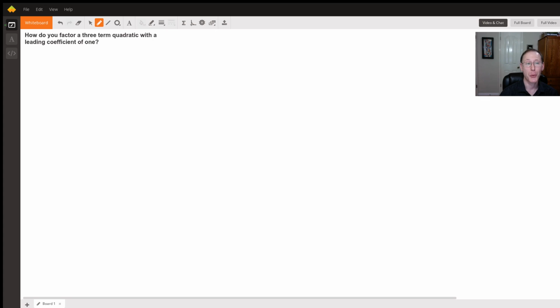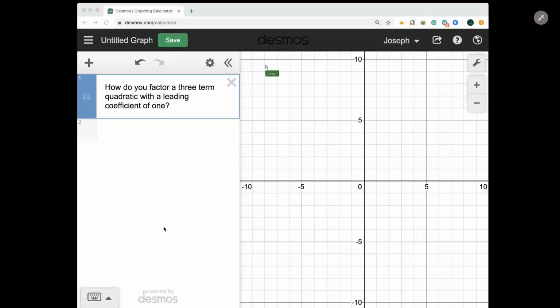How do you factor a three-term quadratic with a leading coefficient of 1? Well, something like that would look something like this. And I'm going to share a screen with you so you can see Desmos, so that I can explain this in a clear and concise way. So here we go.